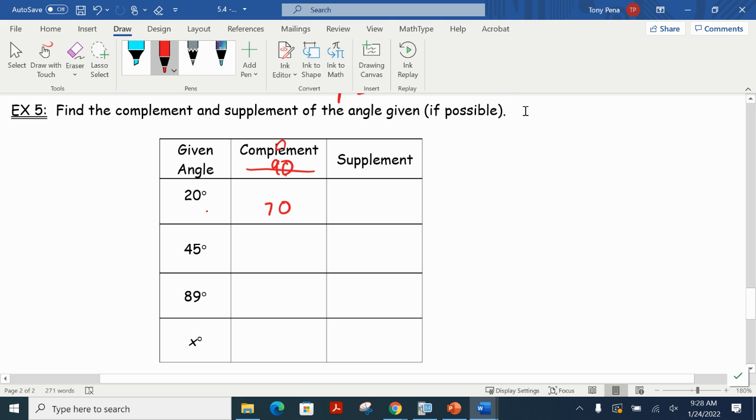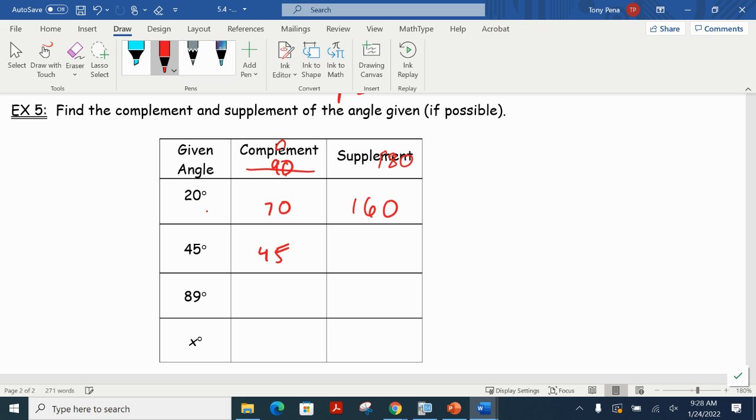All right, I gave you one of these on the quiz. Supplementary angles have to add up to 180. So 180 minus 20 is 160. That's all we're going to do for those first handful. The next one, 90 minus 45 would give you 45. If I want the supplement, since it has to be 180, you would have done 180 minus 45, so 135.